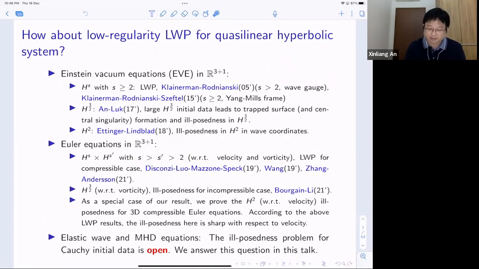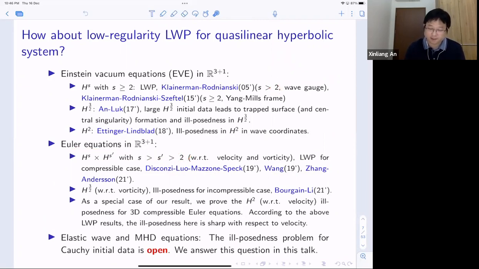By Disconzi, Luo, Mazzone, Speck, Qian Wang, and later reproved by Chang and Anderson. I didn't tell the difference, but here I used Qian Wang's result; they prove something very related to each other. This shows that under this initial data, we have local well-posedness for the compressible Euler equation. Note that they also have the component 2, which is similar to here.